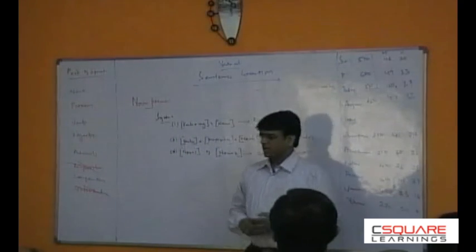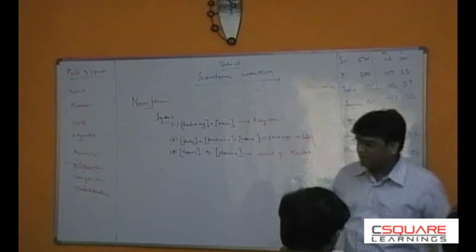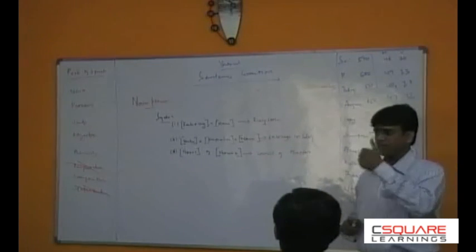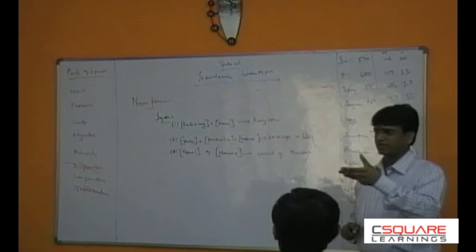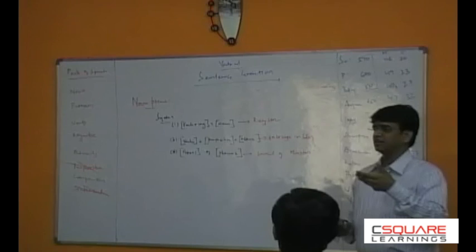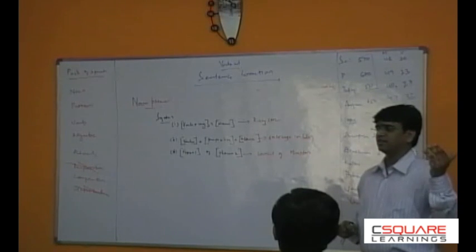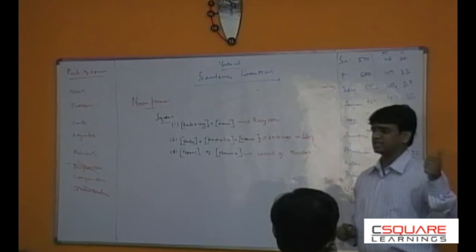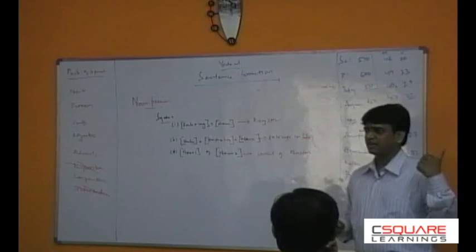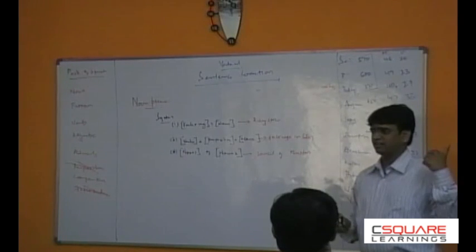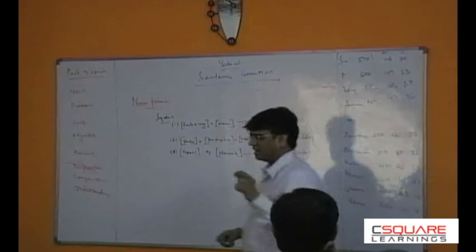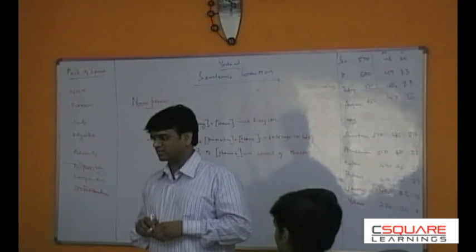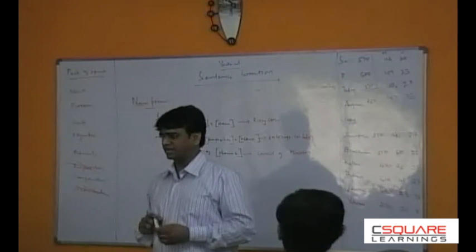Great. So one thing which you have to remember is what are the different kinds of linking verbs. Pradeep? Is, are, was, were. That's it. Anything else? That's all I can think of. Is, are, was, were. Write that down. Ishan, what are the linking verbs? Is, are, was, were.